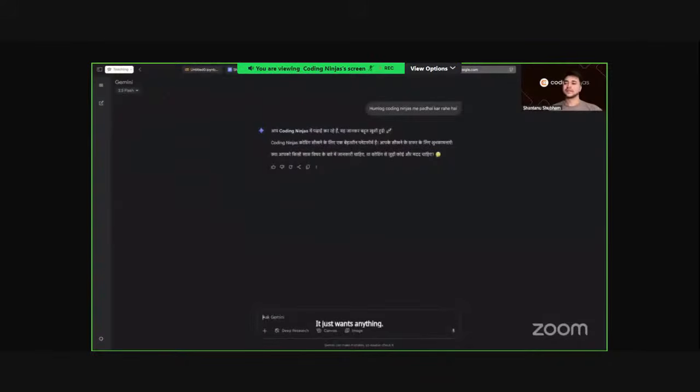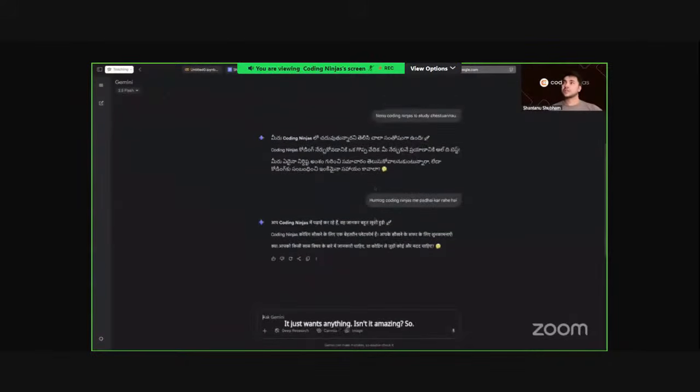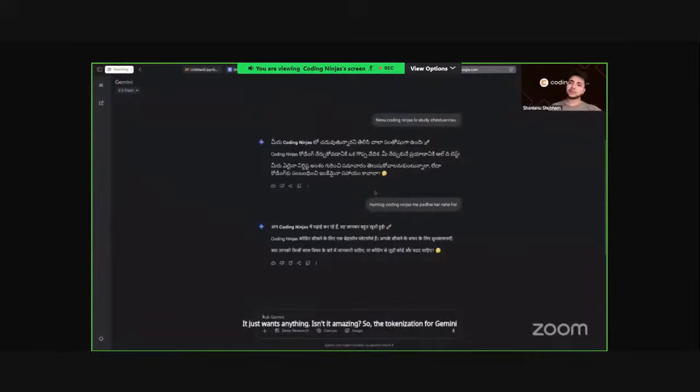Isn't it amazing? The tokenization for Gemini and ChatGPT may or may not be the same. In most cases, it will not be the same. So let's say you are using the same LLM at the same pricing, but even if you get ditto responses, the pricing can be different because the tokenization can be different. That's what I wanted you to understand.